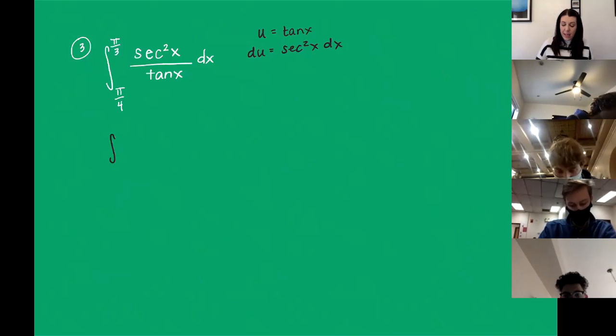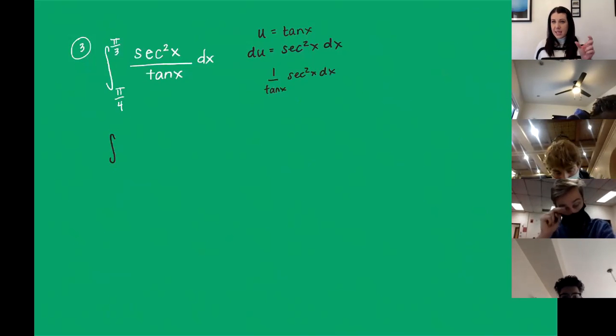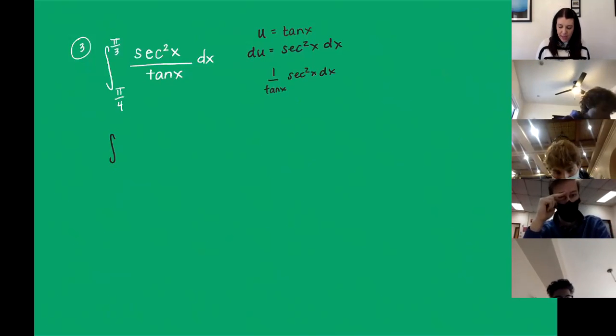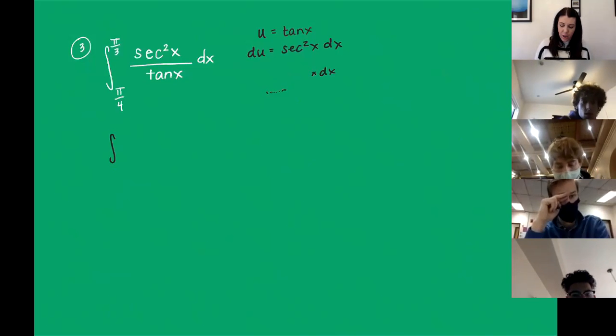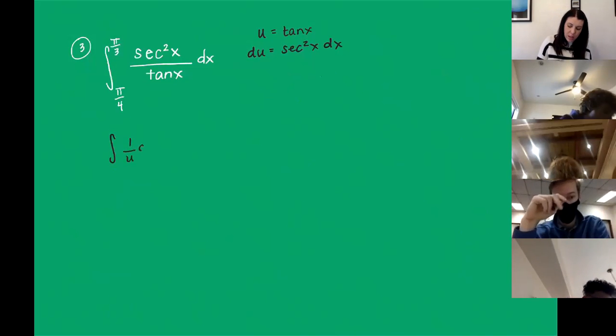So we have really 1 over tangent x times secant squared x dx. Like that's another way you could have written what is inside of that integral, which means we're really going to have here 1 over u du.